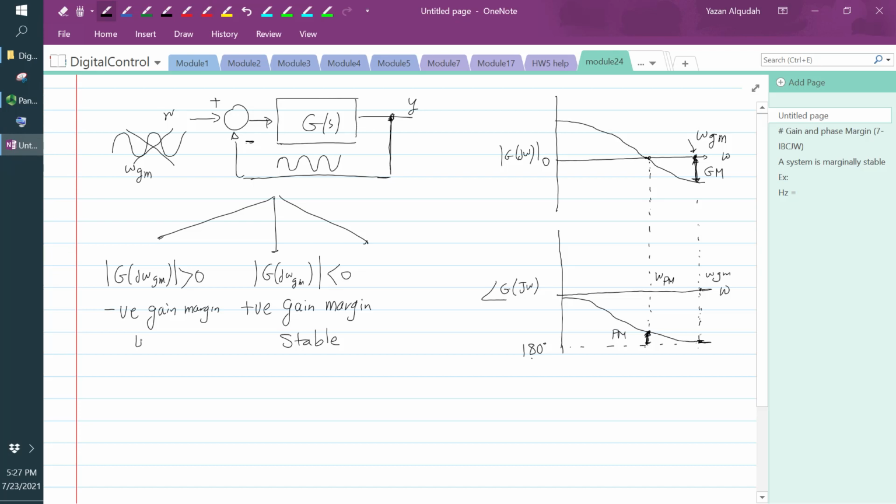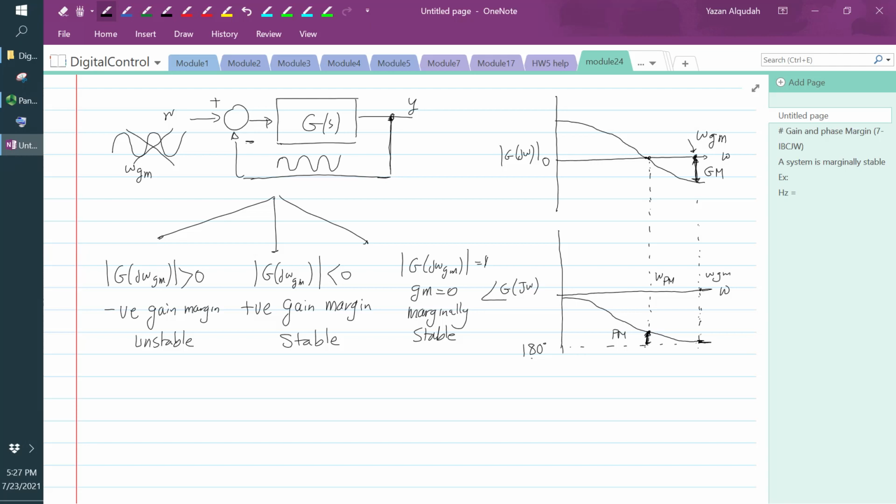And in this case, the system is unstable. The third case is the gain G of j omega gm is equal to 1. And therefore, in this case, we're going to have a system that is marginally stable. In this case, the gain margin is equal to 0. Of course, the gain margin is measured in dB. So 0 dB means it's just a 1.